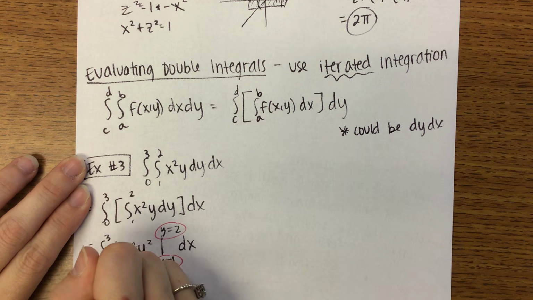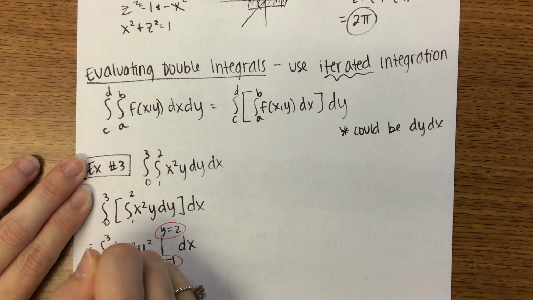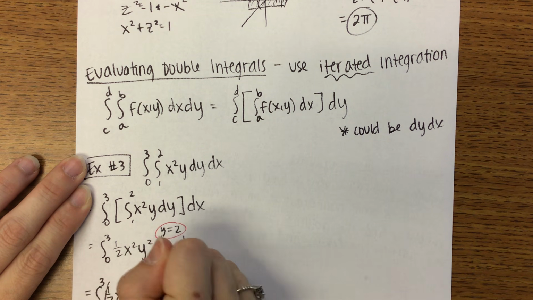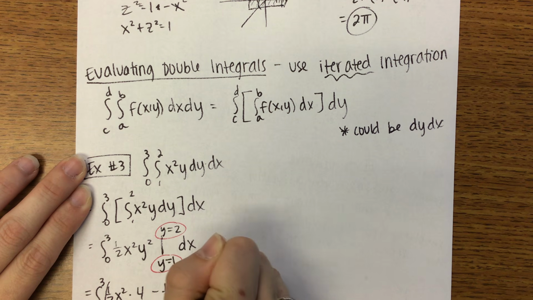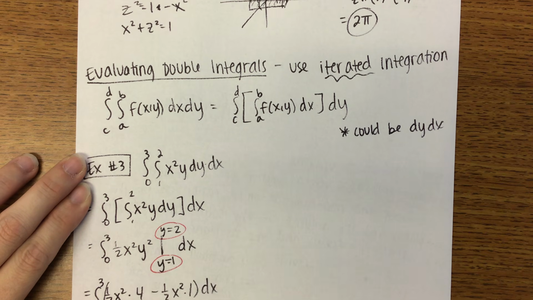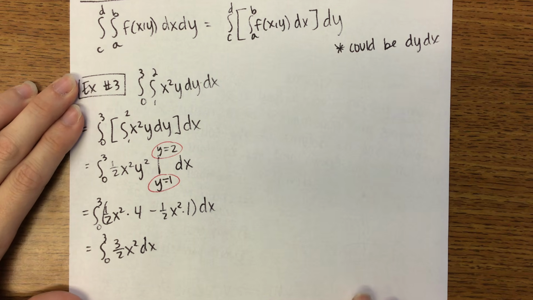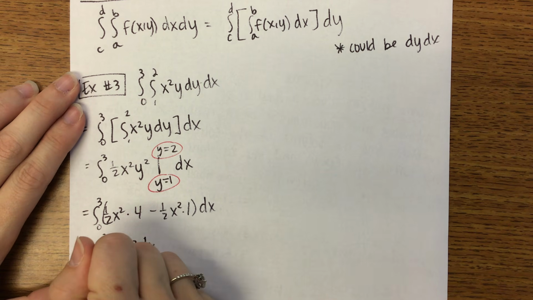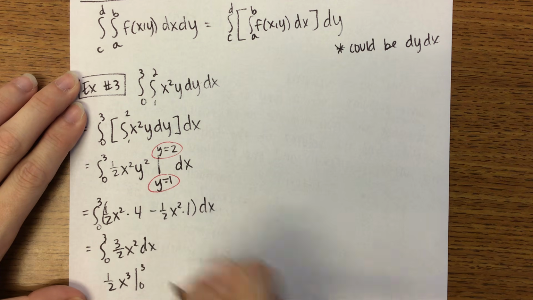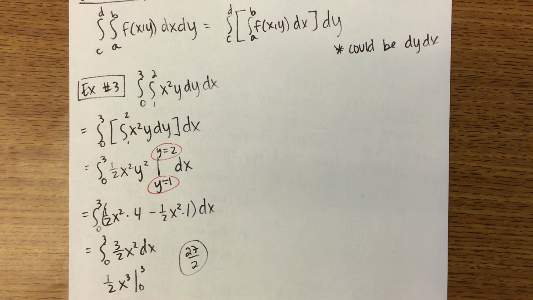Okay, so then if we plug in y equals 2 and y equals 1, we get 1/2 x squared times 4 minus 1/2 x squared times 1. This gives us 3/2 x squared dx. And then you're just integrating like normal. So this is 1/2 x cubed from 0 to 3, and we get a final answer of 27/2.